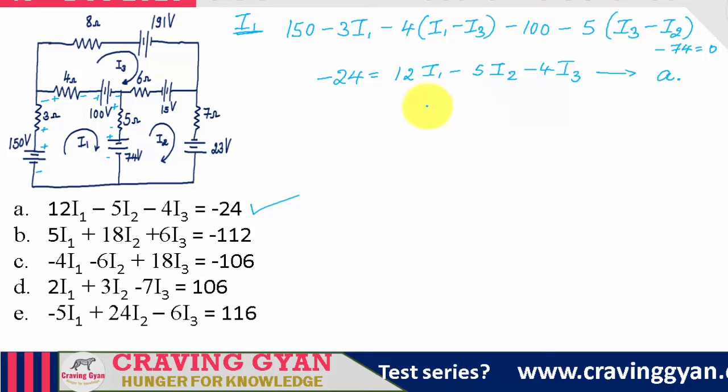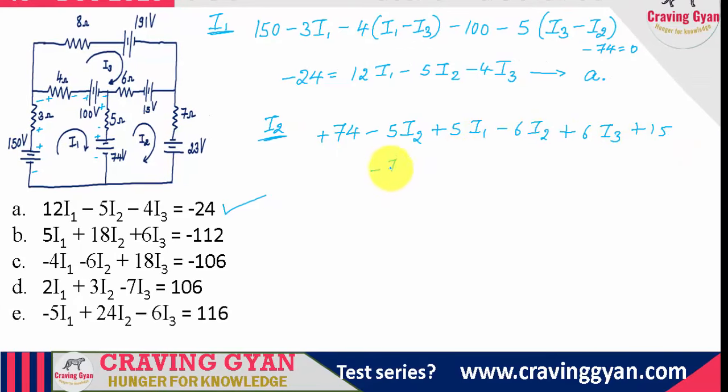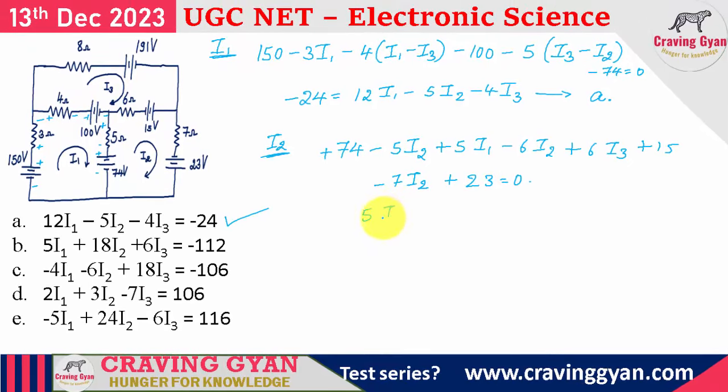In the second option, look at the things. KVL for the I2 loop, if I am taking, it is plus 74 minus 5 times I2 plus 5 times I1 minus 6 times I2 plus 6 times I3 plus 15 minus 7 times I2 plus 23, which equals 0. So upon rearranging, what I'm going to get, 5 times I1 minus 18 times I2 plus 6 times I3, which equals minus 112. So E option is wrong.